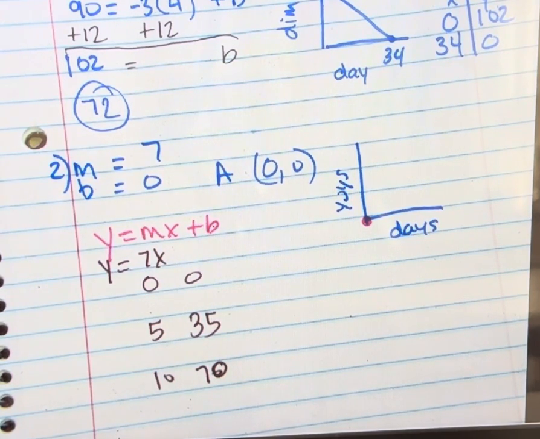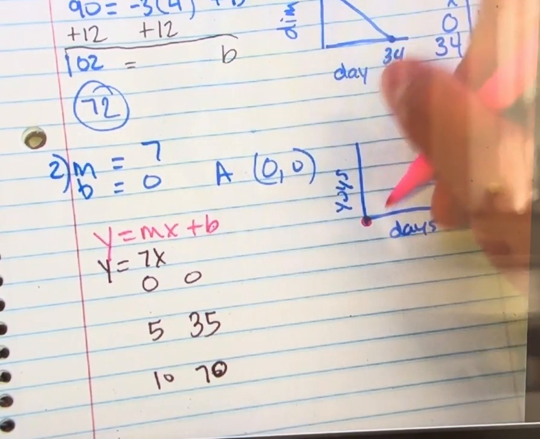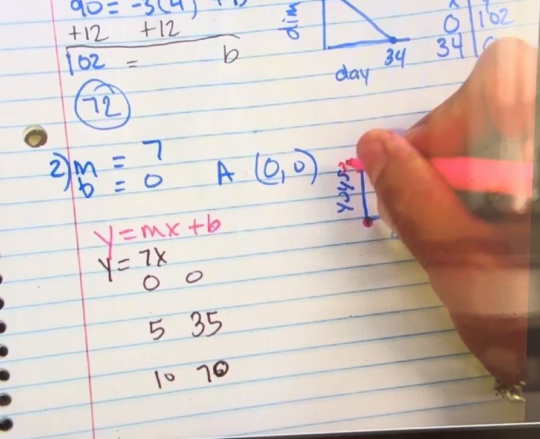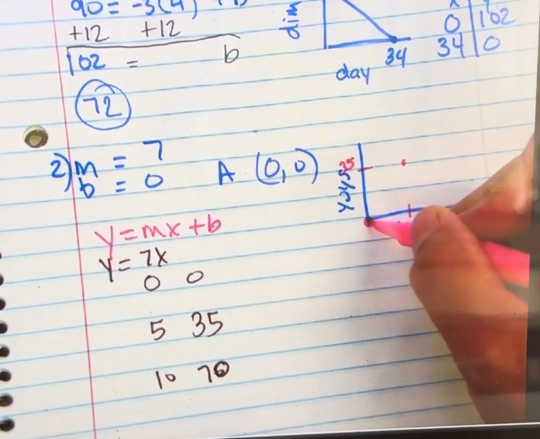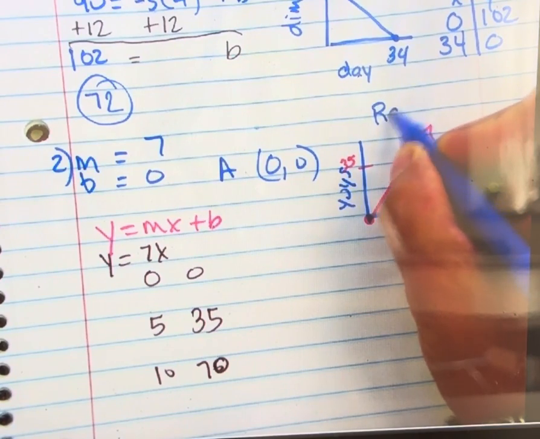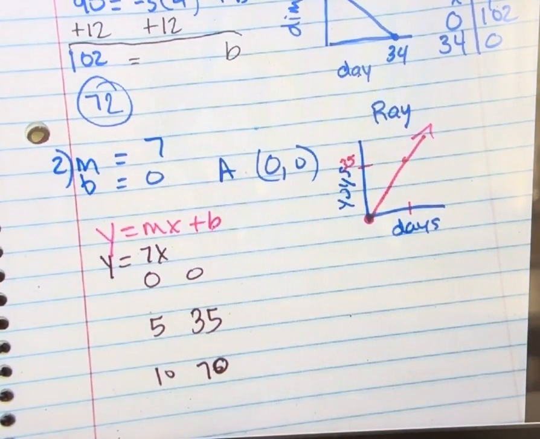So we can do 5 and 35. So it'd be 5 days and 35. And so would this be a segment or a ray? A ray, because it's going up. So if your slope is positive, it's going to be a ray. If your slope is negative, it's going to be a segment. So let me show you in Get More Math real quick how to graph, and y'all can go ahead and log on while you're waiting.